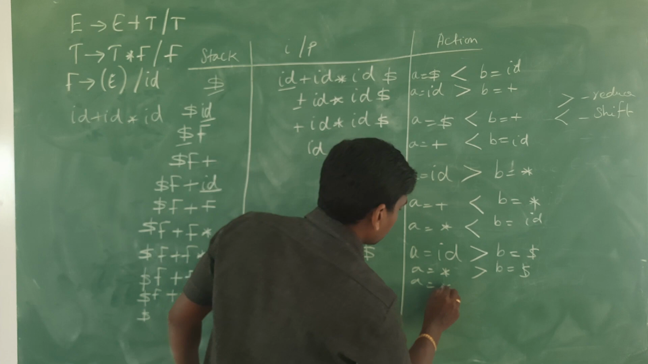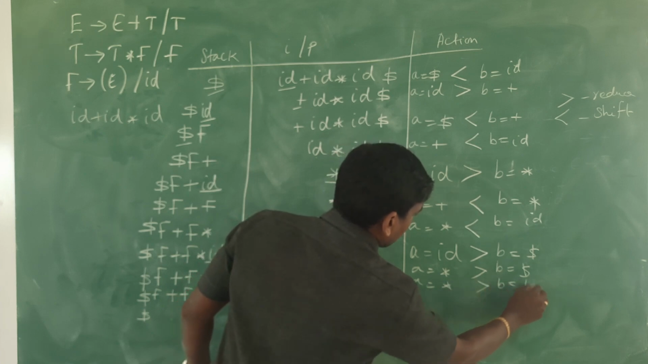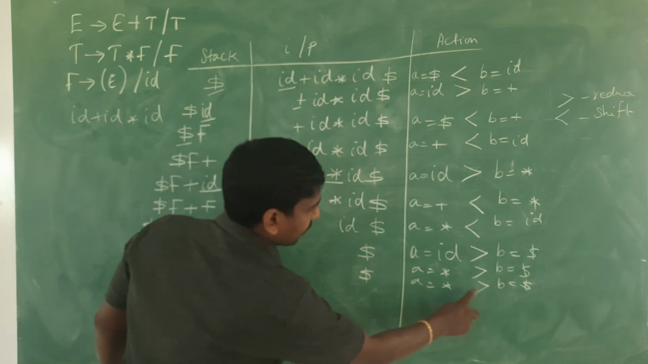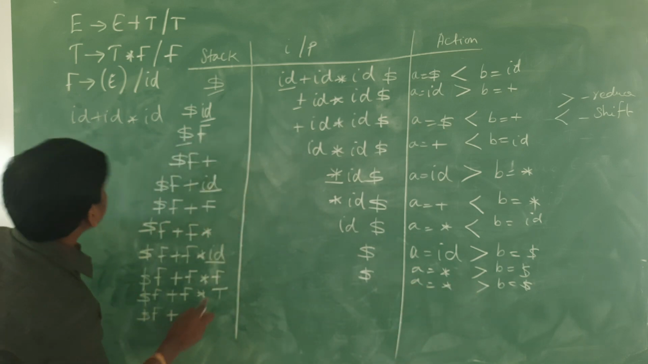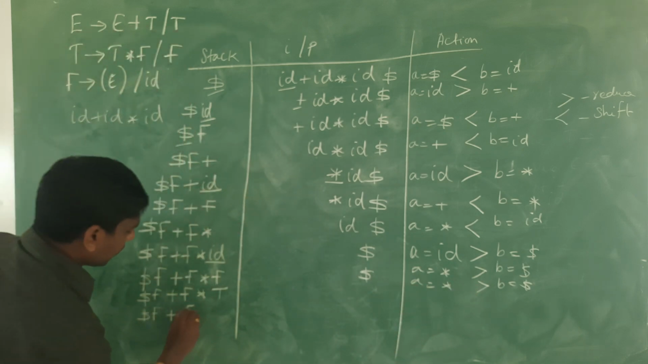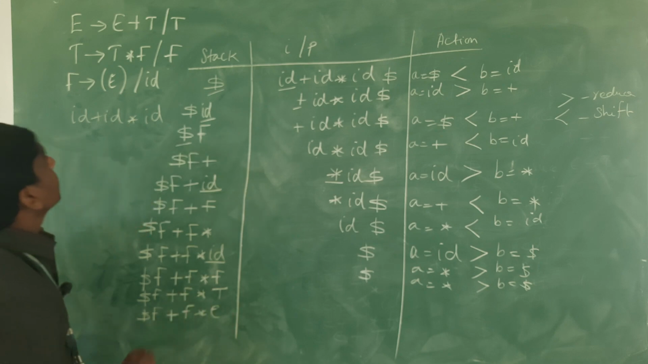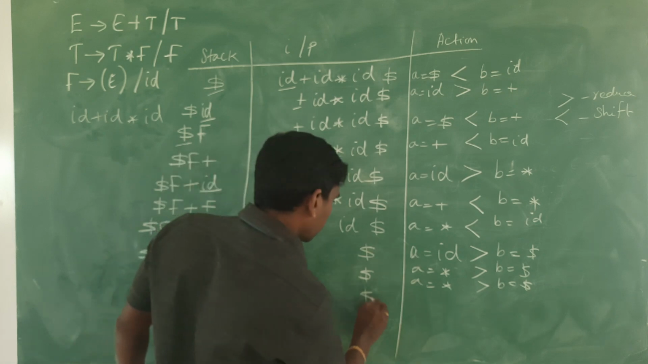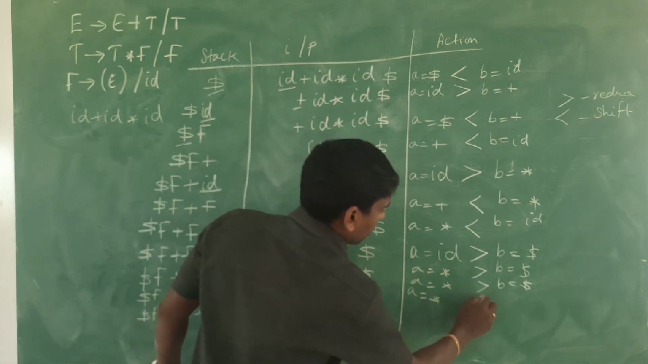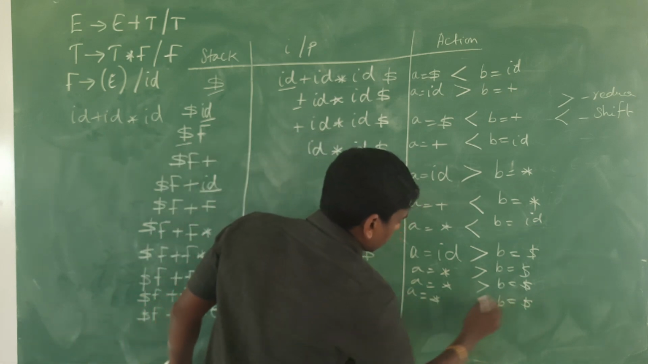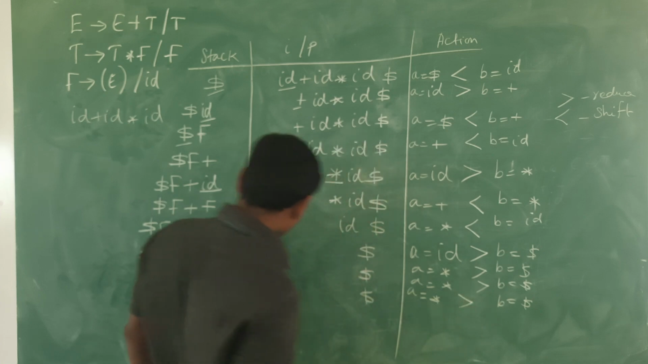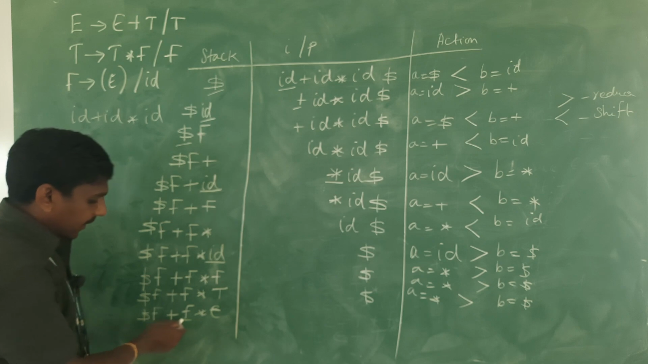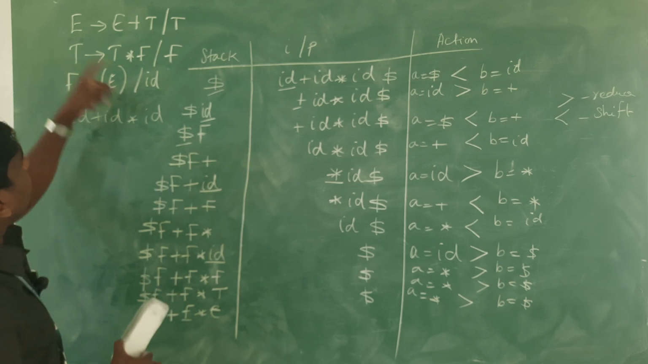A equal to star, b equal to dollar. So f plus T is reduced with E. So f star E. Now same, a equal to star and b equal to dollar. So now it is reduce. Again we check whether we have a handle for E? No. Then a handle for f? Yes, there is f. T tends to f.